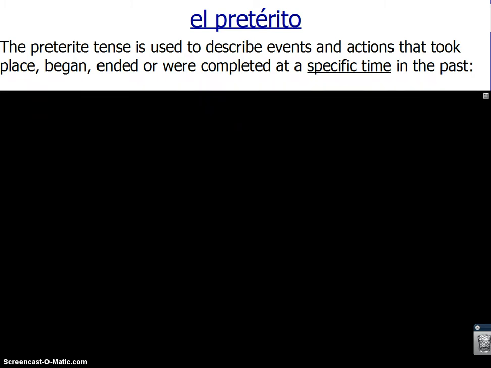I'm being that specific when I talk about the reasons why the preterite is used because it is not the only past tense in Spanish. Eventually, we will learn about another past tense in Spanish, and you'll have to decide when to use which one. And therefore, I'm being very specific on the reasons why the preterite is used so that your job is easier to decide later on.